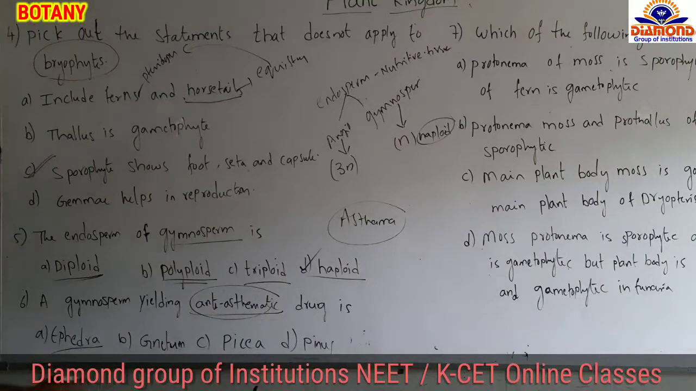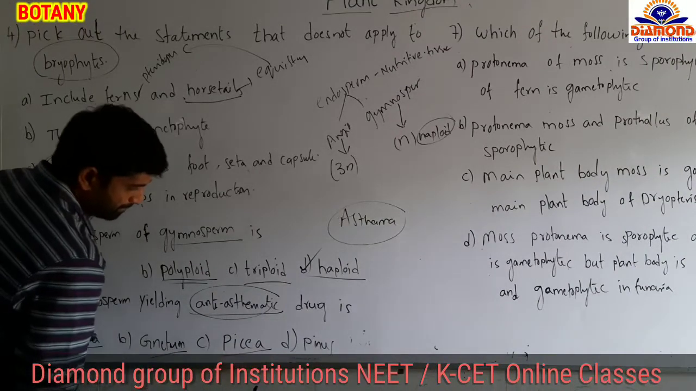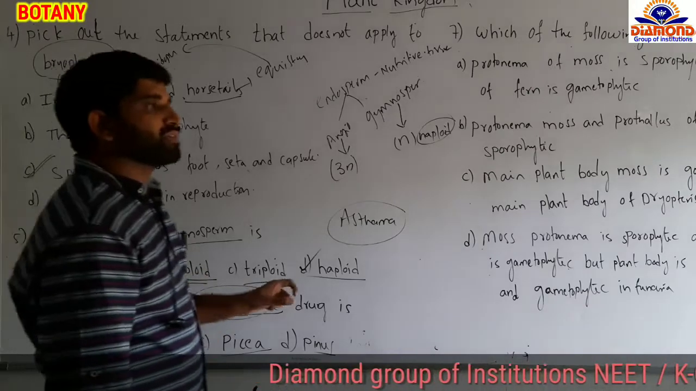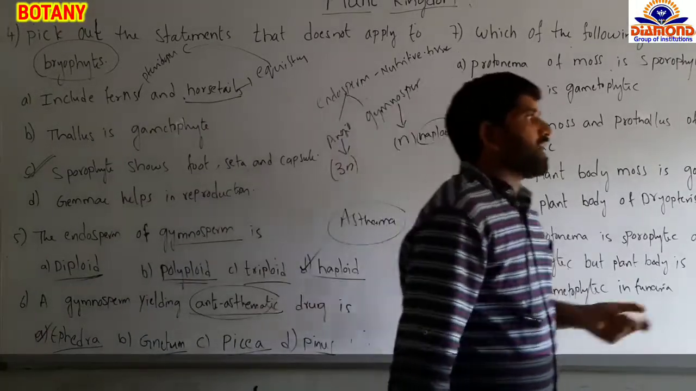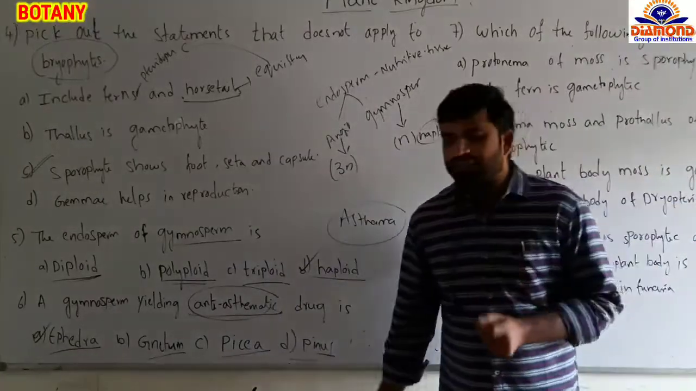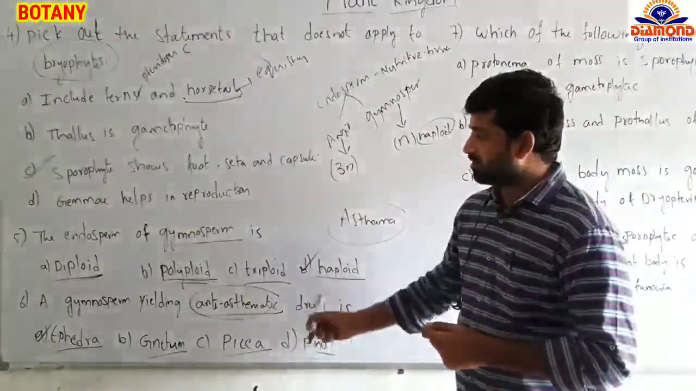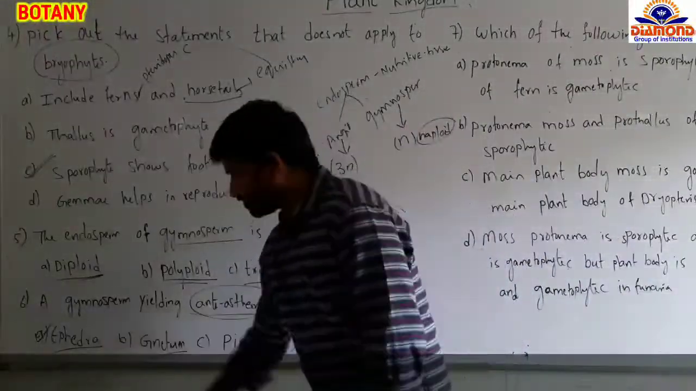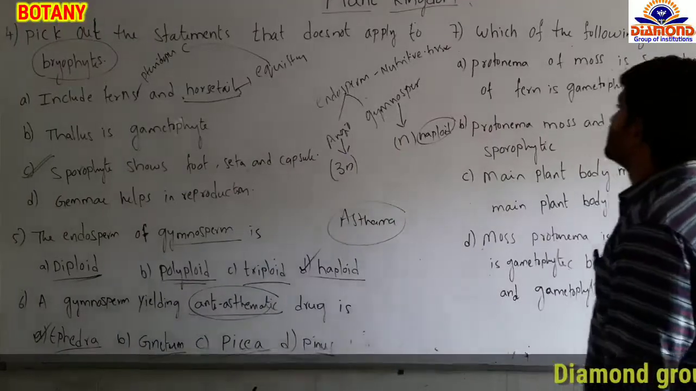Options are given as Ephedra, Cedrus, Picea and Pinus. Out of the given options, Ephedra bark is used as the anti-asthmatic agent. The anti-asthmatic drug is prepared from Ephedra only, because Ephedra bark has medicinal values. The bark of Ephedra is used in the preparation of the asthma drug. So the answer is Ephedra, option A. Next, question 7.